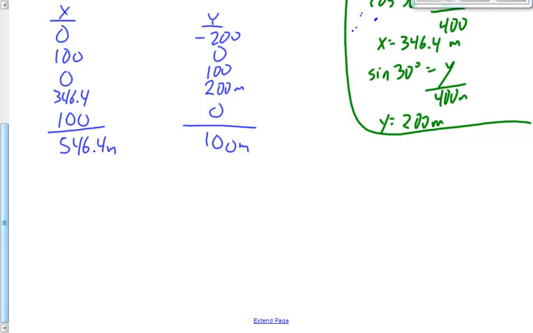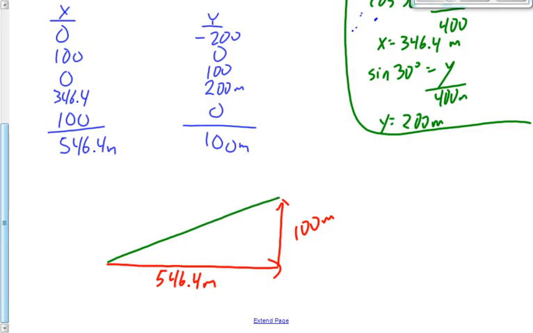How do we finish this off? Well, to finish it off, we've got to draw a new triangle. 546.4 meters to the right, 100 meters up, and then our resultant vector is going to be drawn right here from start to finish. So we're replacing that big diagram with 5 vectors plus our resultant with a smaller diagram with 2 vectors and a resultant. And this was much better because now we have a right-angled triangle.